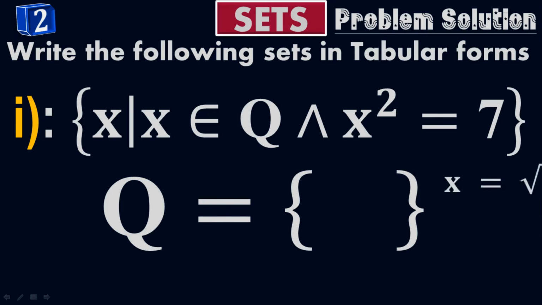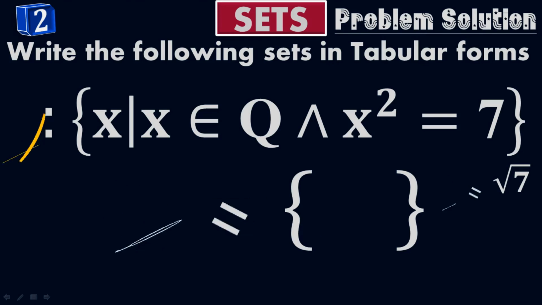As I said, when you take the square on both sides, you will get x equals 7 under root, which is an irrational number, not a rational number. X belongs to rational numbers. X should be a rational number, not an irrational number. So we can write in tabular form that Q equals the empty set. This will be the tabular form for I.